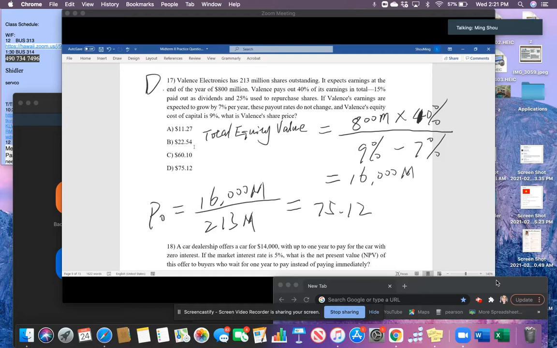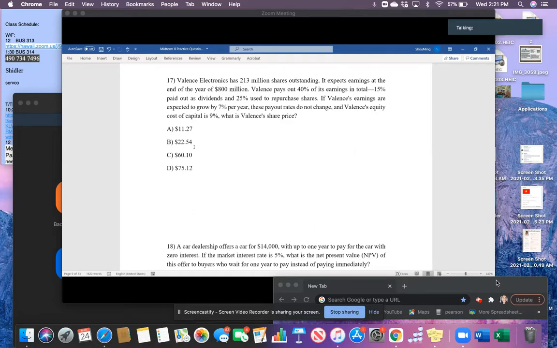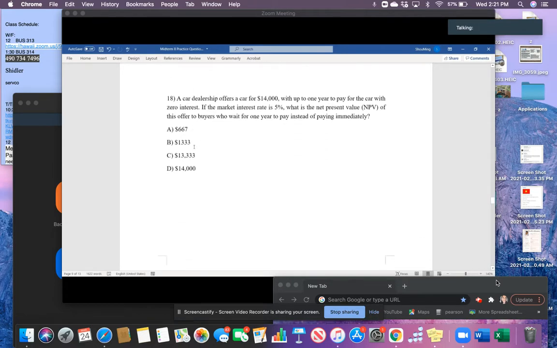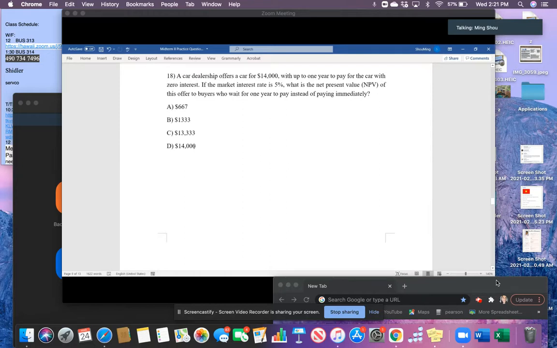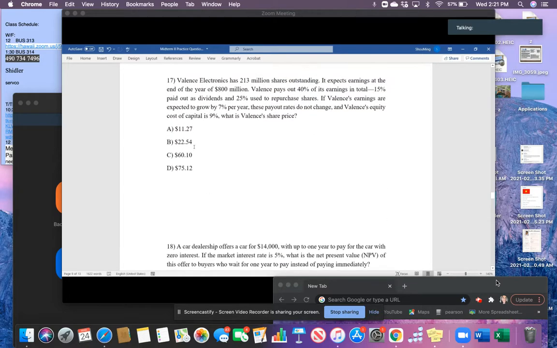Okay, so this is the total payout model. Question 18. A car dealer offers a car for 14,000. What was the answer again? The answer is D.